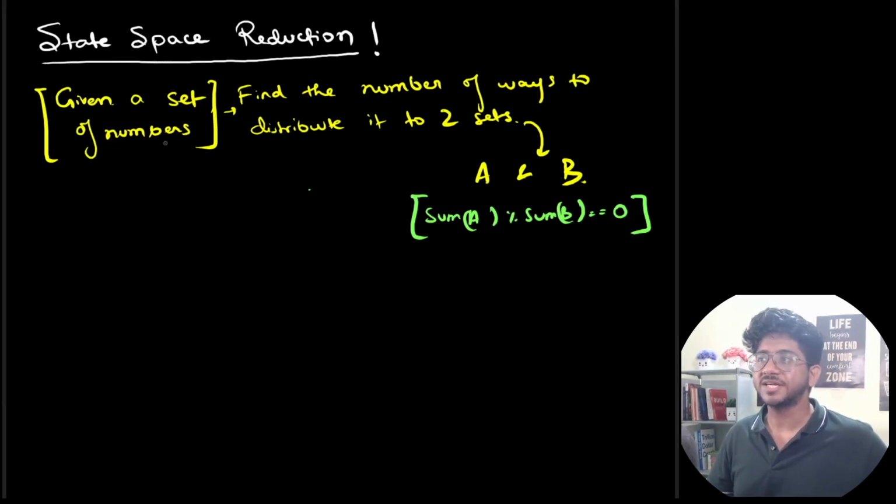We're given a set of n numbers, and you have to find the number of ways to distribute it to two different sets, A and B, such that the sum of set A, when taken remainder with sum of set B, comes out to be 0, which means the sum of the B elements perfectly divides the sum of A elements, right? So we need to find the number of ways to distribute it this way.